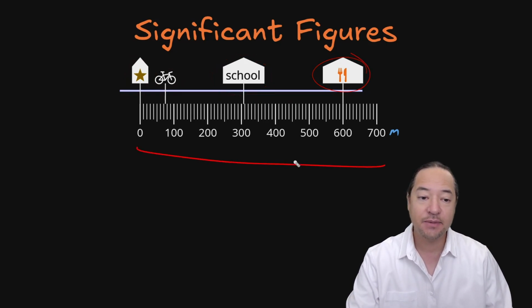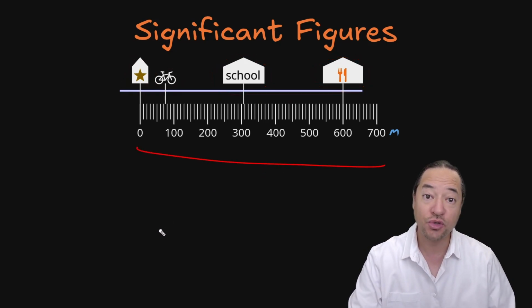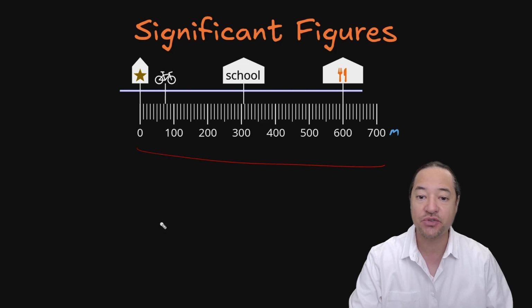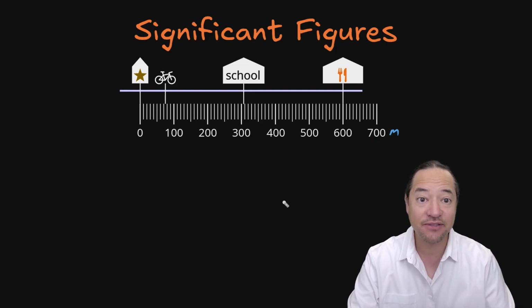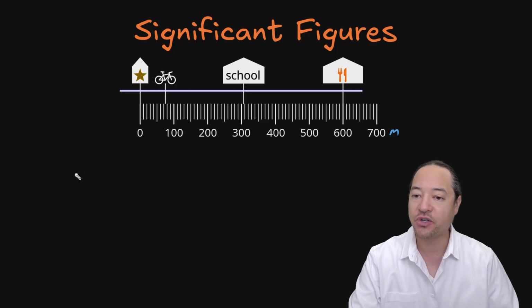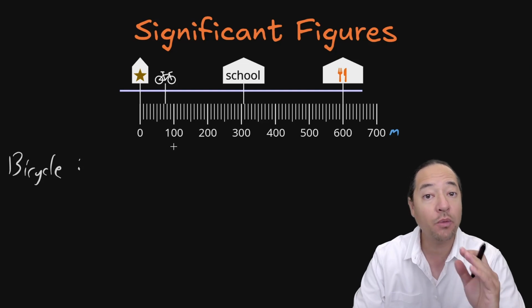And I've kindly placed a little ruler or measuring device over here, measuring the distance. So over here would be 700 meters away from your home. We want to just measure the distance to each of these different locations from your home, right? So let's take a look at the first one. We want to find the distance to the bicycle from your home. Okay, so what would you say that is?